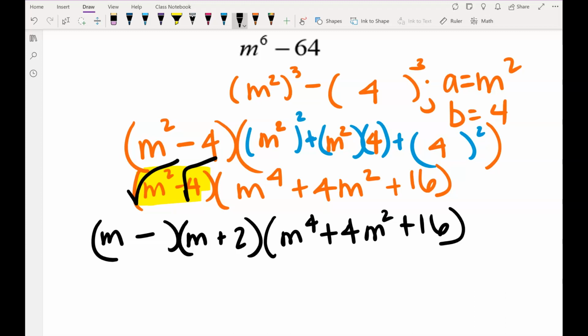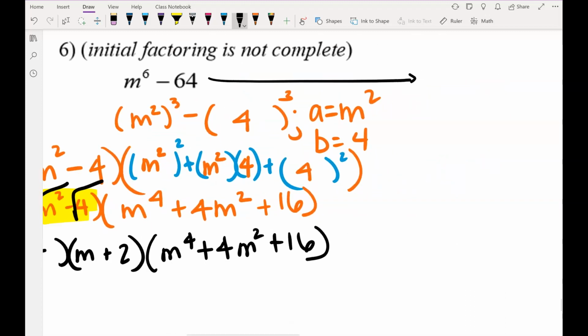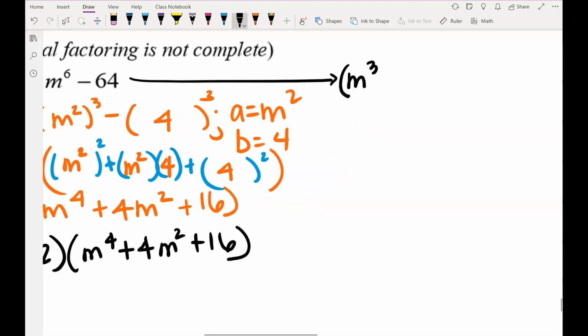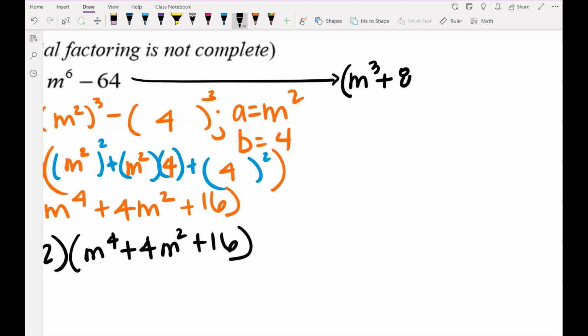Okay. Can you guys see that actually your class recognized this as a difference of cubes? My other class, you know what they recognized this as? Difference of squares. What's the square root of M to the 6? M cubed, yep. Okay. What's the square root of 64? 8, you're right. So look, they went this route.